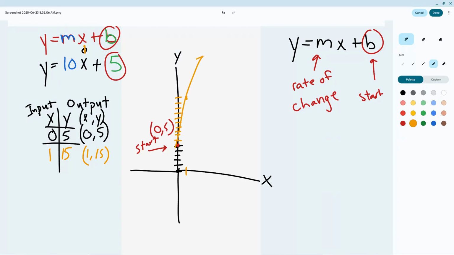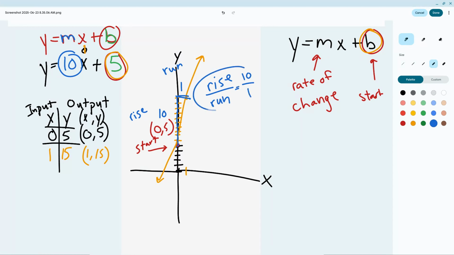Okay. So now, what I want you to realize is that your starting point, your b, is how much you started with. Well, you started with $5. Your slope, or your rate of change, is how much you're going to get per hour. So you'll get $10 per hour. So for every 1 hour, you're going up 10 and over 1. Now, you're going to learn that all of these mean the same thing. So you have rise over run. So you go up 10, 1, 2, 3, 4, 5, 6, 7, 8, 9, 10, up 10, and I go over 1. So my rise over run, which is 10 over 1, is the same thing as this.